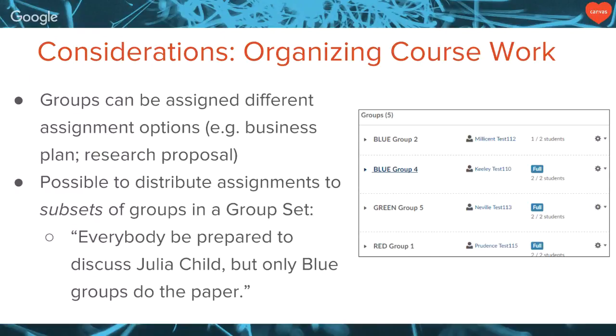So for example, say groups for a final project in a course have the option of completing a business plan or a research proposal or some other option. The groups who choose to work on the business plan can be assigned that assignment. The groups who plan to work on the research proposal could be assigned that assignment, and that can be a really powerful way of making sure that students and the groups that they're associated with see only the assignments that are appropriate for them.